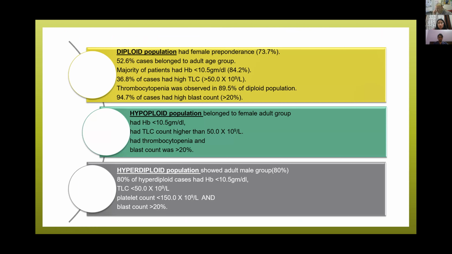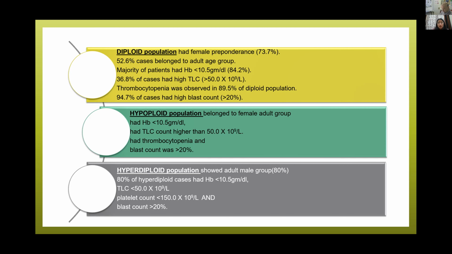Majority of patients had hemoglobin less than 10.5, and only 37% of cases had total leukocyte count more than 50,000. Thrombocytopenia was observed in 90% of the diploid population, and 94.7% of cases had high blast count. Now, in hypoploid population, this is important because here I saw that they belong mainly to the female adult group, and all of them had hemoglobin less than 10.5, total leukocyte count was higher than 50,000, and they had thrombocytopenia, and blast count was more than 20%.